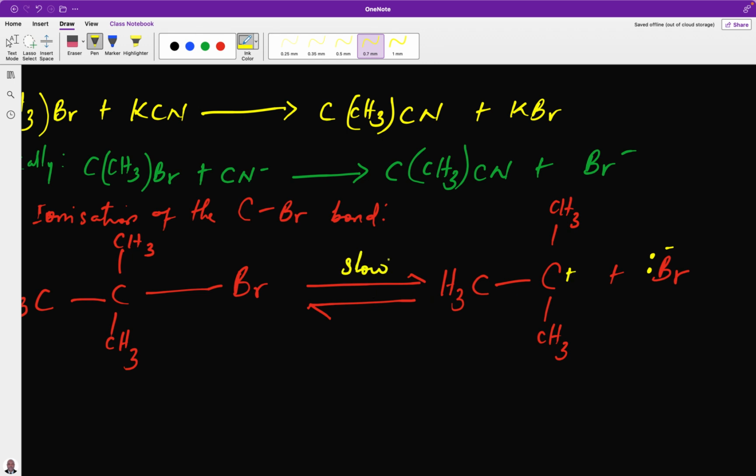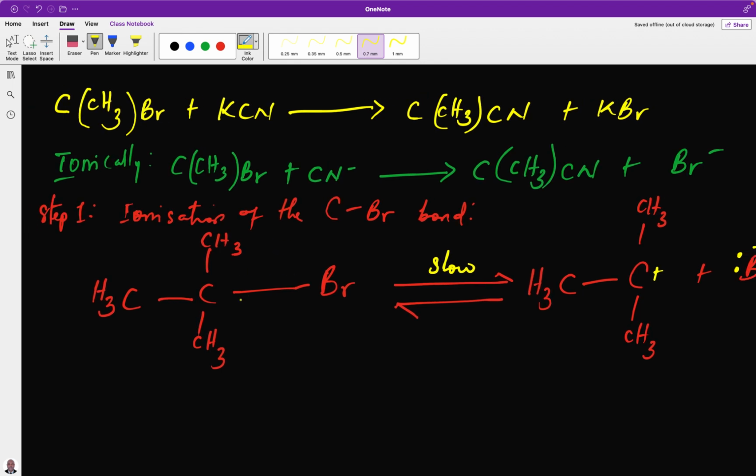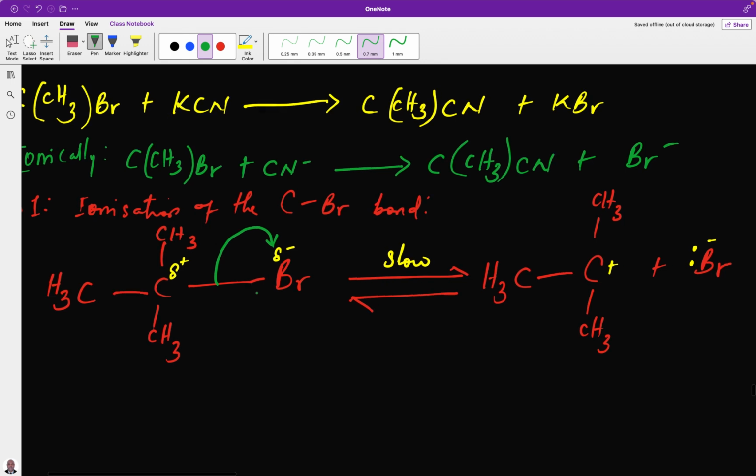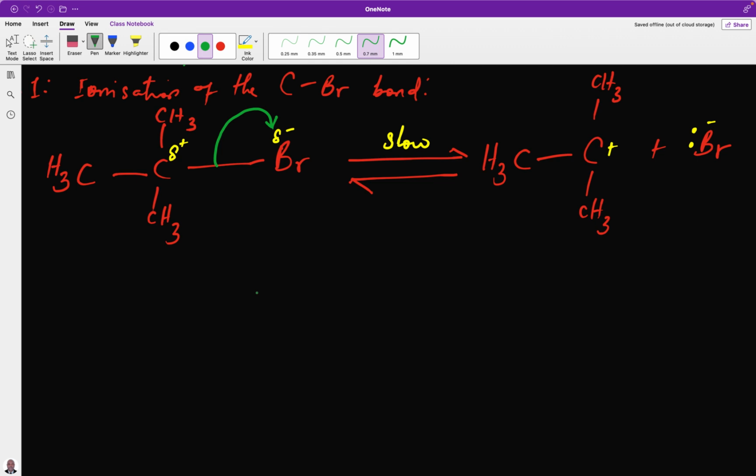I said this is a slow step. And I told you that this bond is a polar bond, where we have this. And in that case, for an ionization to occur, that's what is happening there. Step number 2 will be what? Rapid attack by the cyanide.